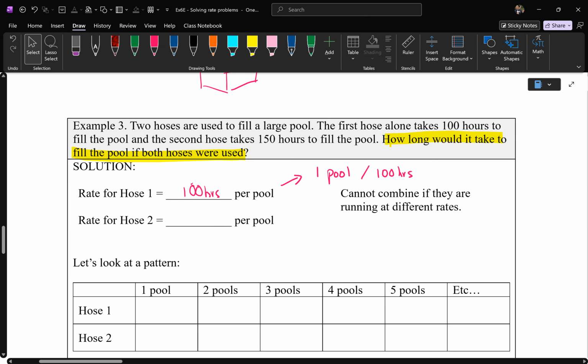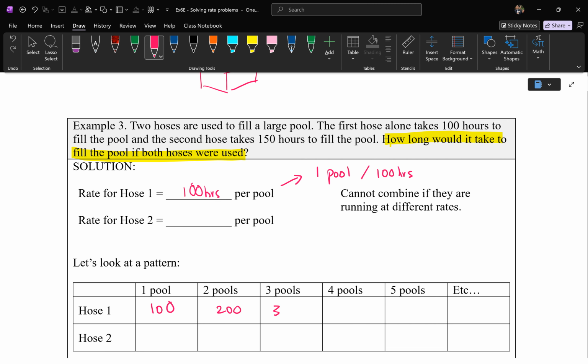Hose number 1. One pool, how long does it take again? 100 hours. What if I asked you to do 2 pools? 200. So the pattern is 3 pools would be then 300. 4 pools would then be 400. 5 pools would be 500 and then so forth. So 600, etc. Right? What about hose number 2?